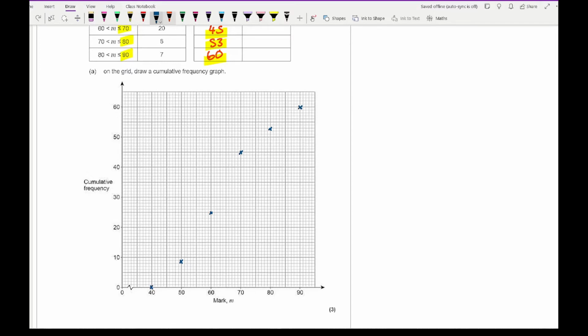So here what I then want to do is to make sure that I'm joining the points up. Now if it did say cumulative frequency polygon, then I'd be joining the points up with straight lines, but as this is, it doesn't mention the word polygon, what I need to do is just try and accurately and to the best of my ability join those points up with a smooth curve like so. That's not great, but we'll make do.